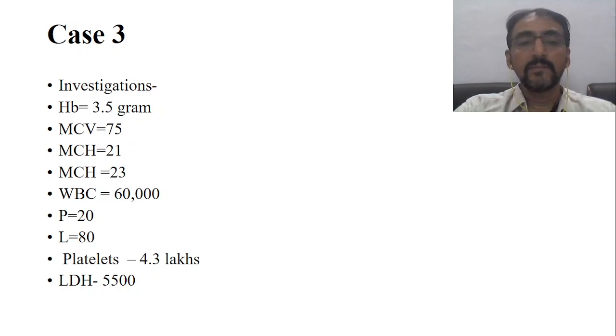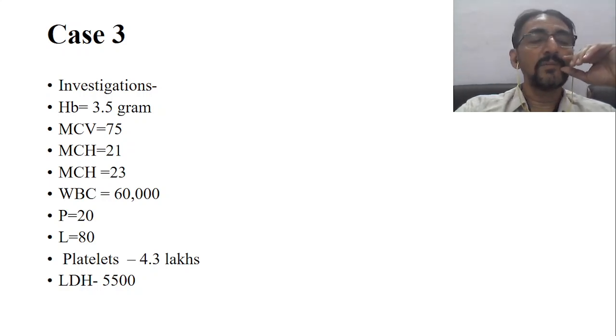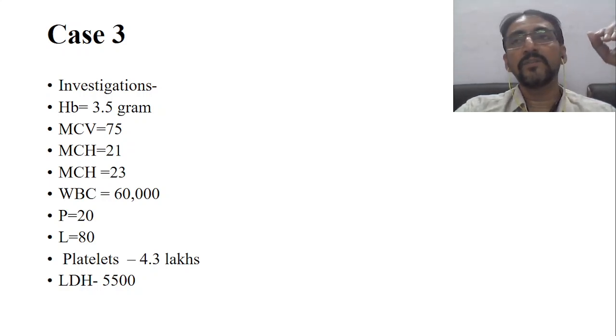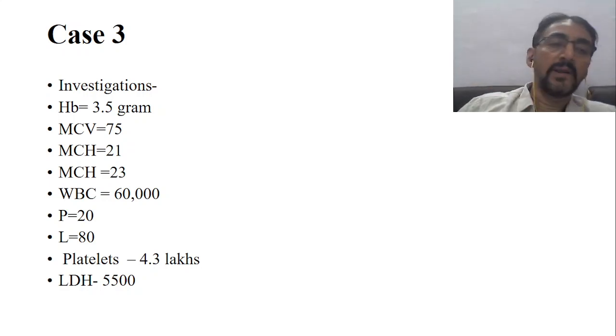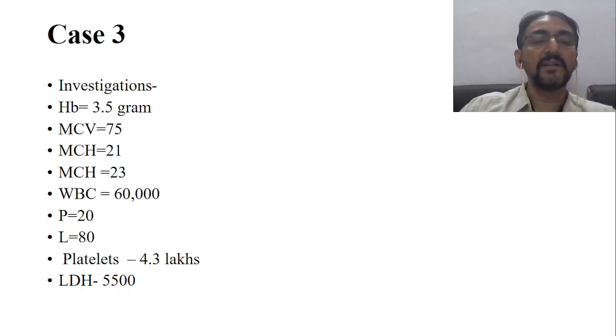RDW is not given. Now if you look at the WBC, it is enormously high. WBC is 60,000. Now this is a little bit worrying. But if you look at the polymorphs, they are 20 and lymphocytes are slightly increased. Platelets are looking normal. So now this is one of the important findings. And apart from that, LDH is 5,500. That we will see later. Now look into the case again.